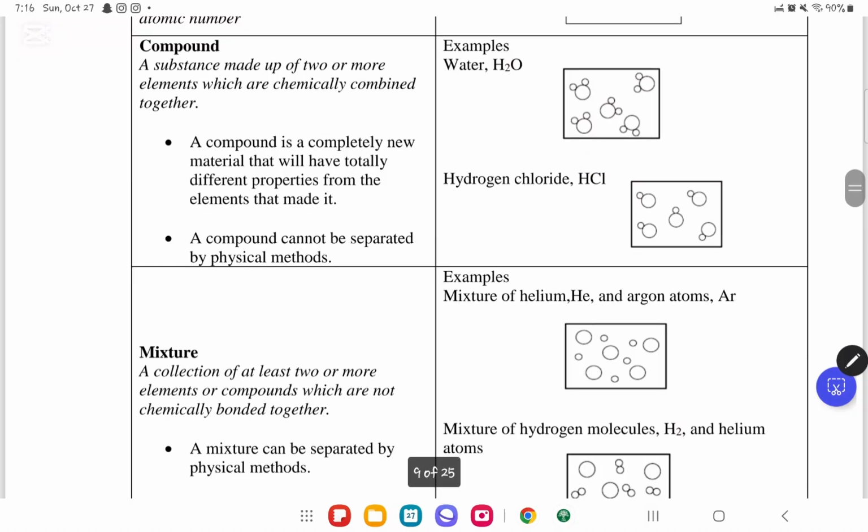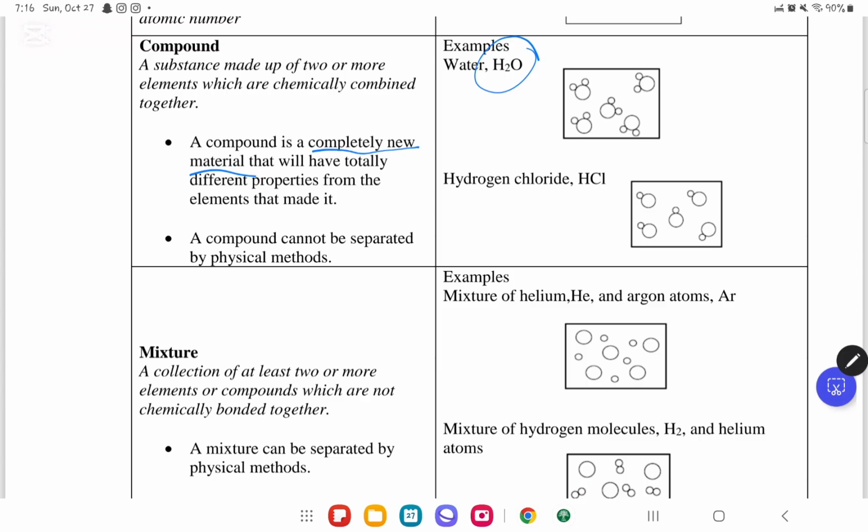Now we're going to move on to compounds. A compound is a substance made up of 2 or more elements which are chemically combined together. Meaning you have 2 elements, for example, H2O, you have the element H and you have the element O. What do they tell us about compounds? They tell us a compound is a completely new material. It will have different properties from its elements.